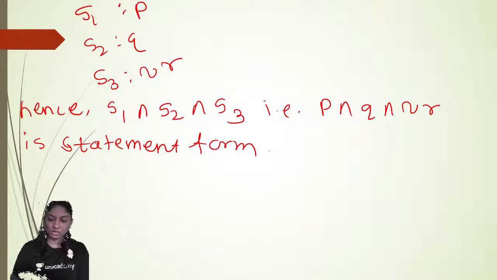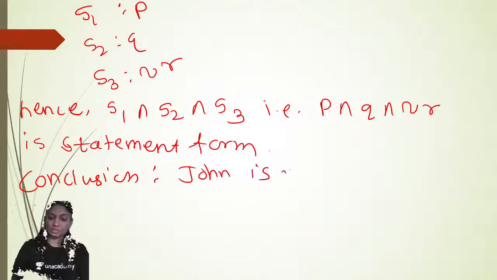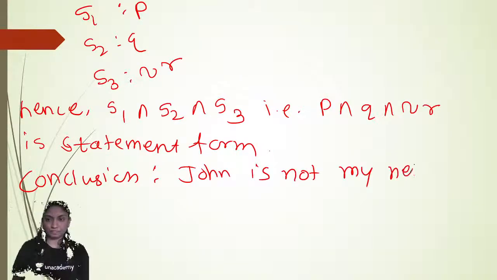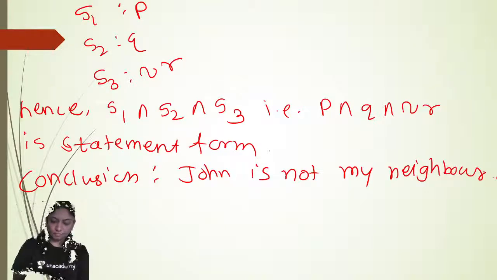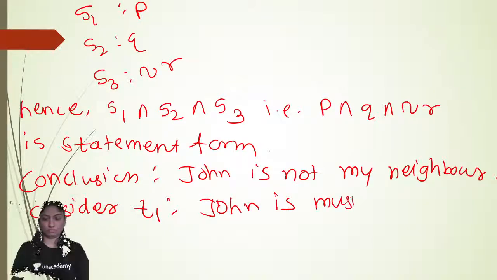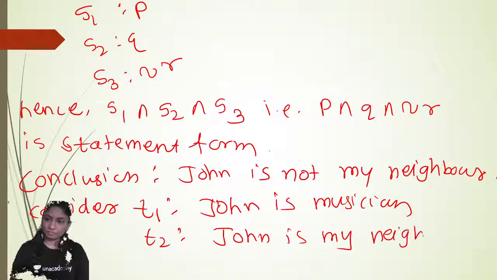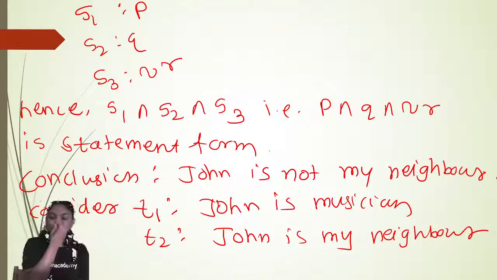So what is our conclusion here? The conclusion is that John is not my neighbor. Now we'll consider two small statements. T1 is: John is a musician. T2 is the statement: John is my neighbor.